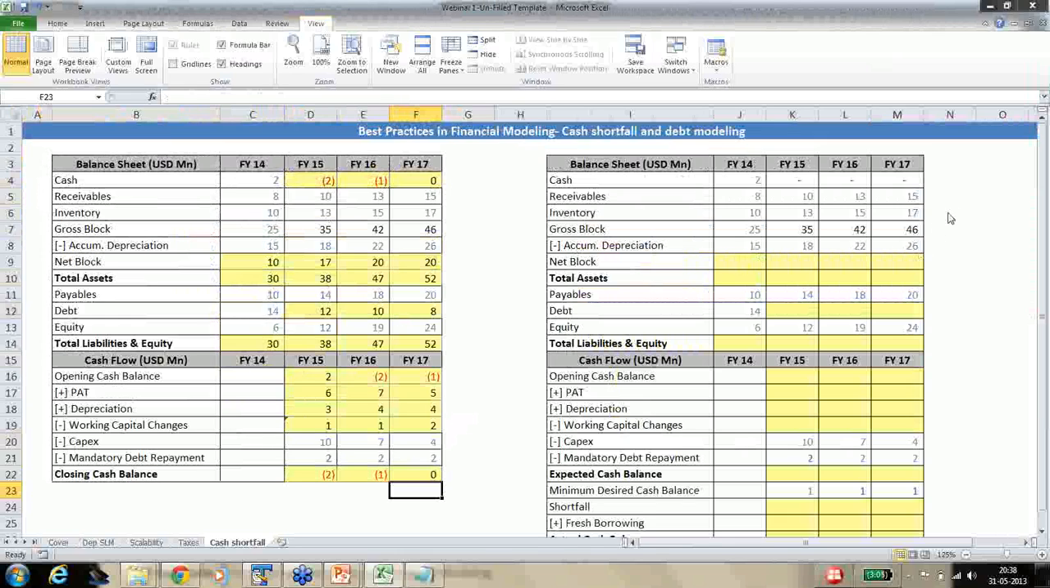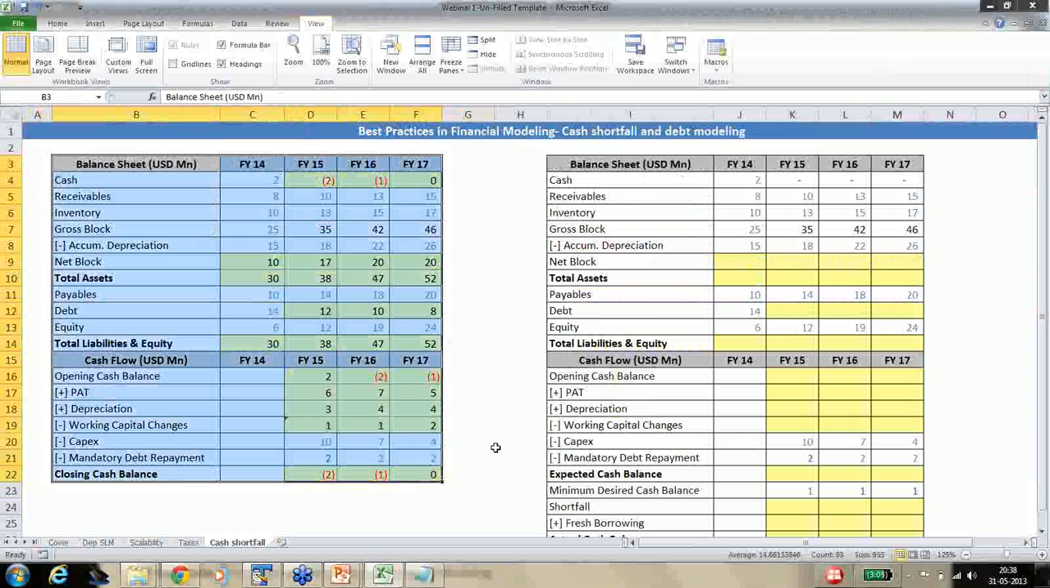Anyone? Can you guys figure out the key problem in this cash flow statement? This one towards your left. When I'm talking about this, I'm talking about this cash flow statement. Can you see some problem in this?